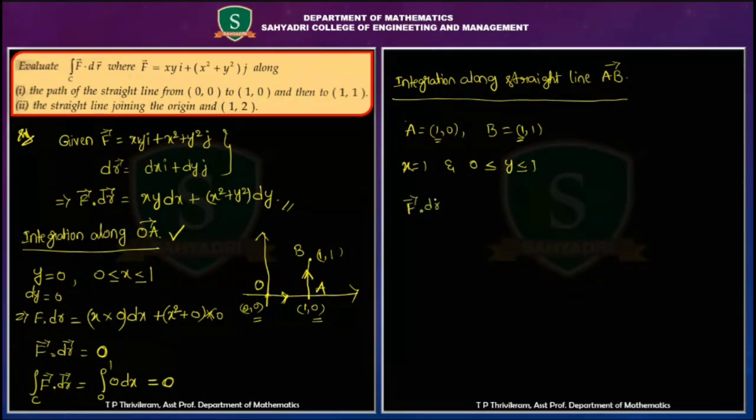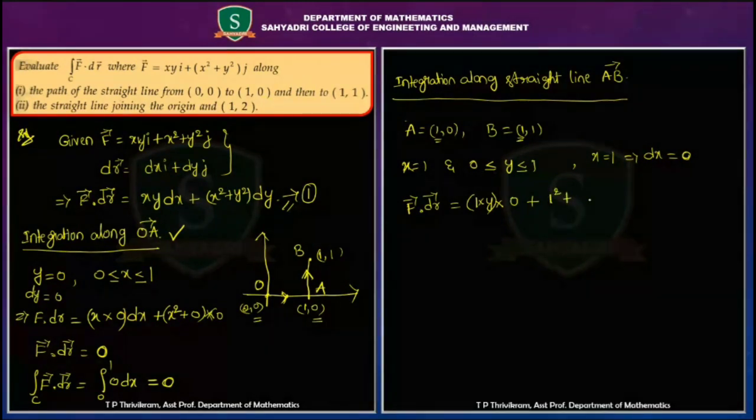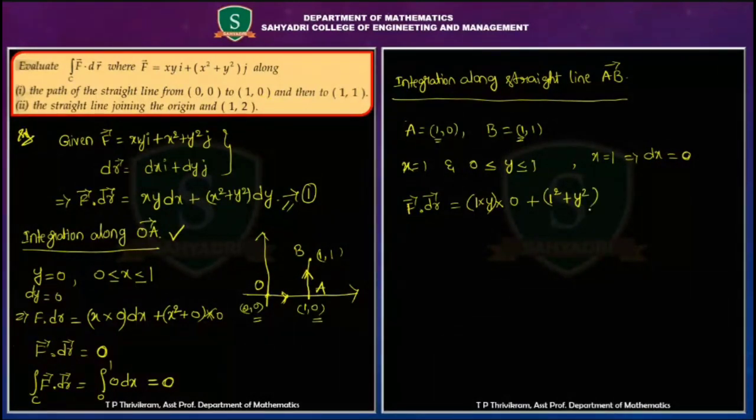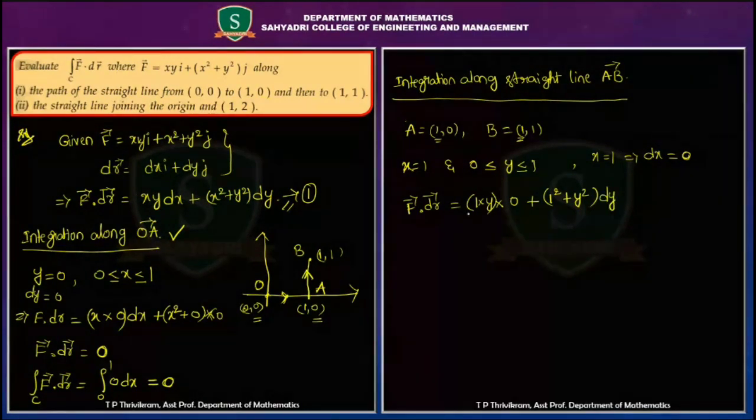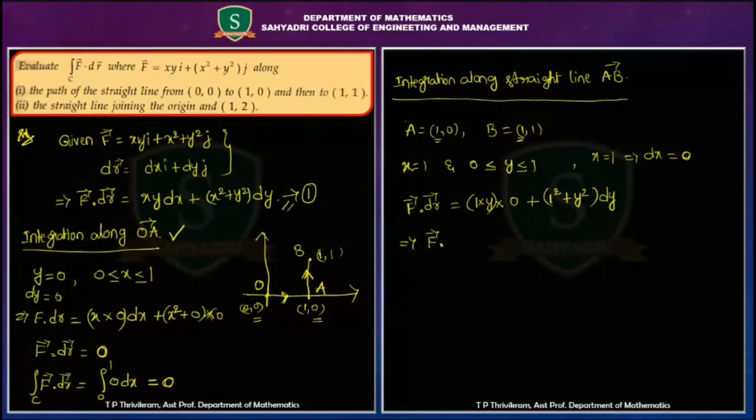So f dot dr is equal to, in this equation 1, I will substitute the x value. So that means 1 into y dx. Since x equal to 1, if you differentiate on both sides, dx is equal to 0, so I get 1 into y into 0 plus x square. x square means 1 square plus y square, with y ranging from 0 to 1, so we keep the variable as it is, you get y square into dy. So what is the f dot dr value now?